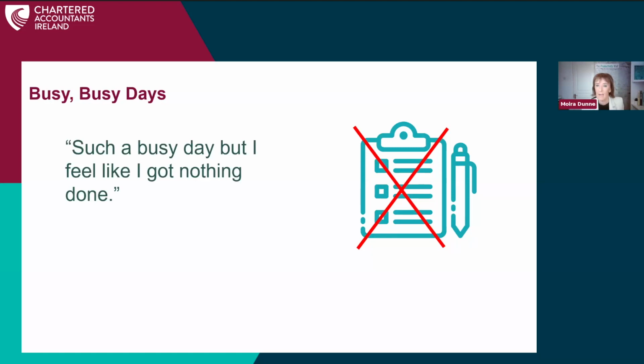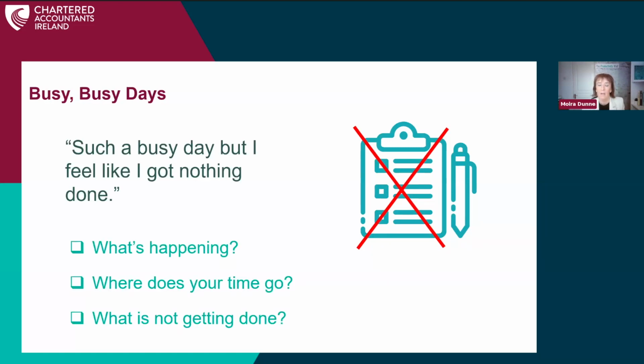So if we're not getting to do our planned work, what's happening? Why is it? Where is my time going? And what's not getting done? What are the key things that get dropped when I get requests that weren't expected? What am I dropping to respond to those stakeholders? And are they important pieces of work that I'm dropping? So we're going to delve into that a little bit more as well.